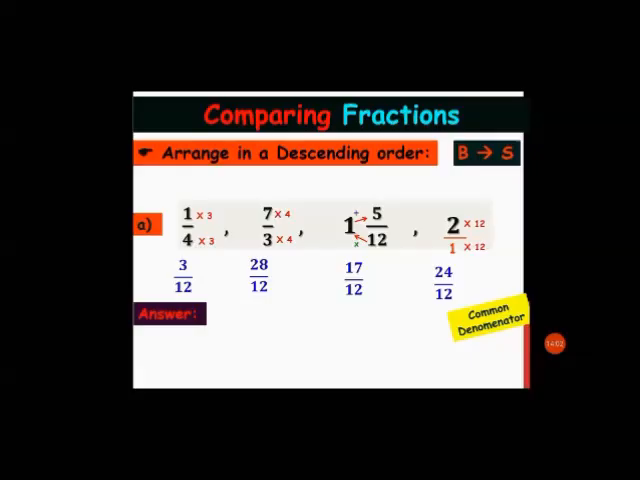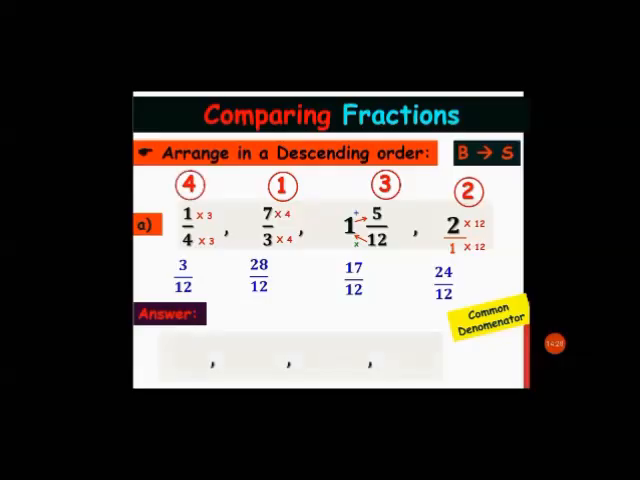Now it's very easy for me to compare the numerators. So compare descending, from big to small. What's the biggest numerator? 28 over 12. So that takes number 1. What's next? After 28, we have 24. So this is the second one. After the 24, we have 17. This is the third one. And then we have 3 over 12. This is the fourth one.